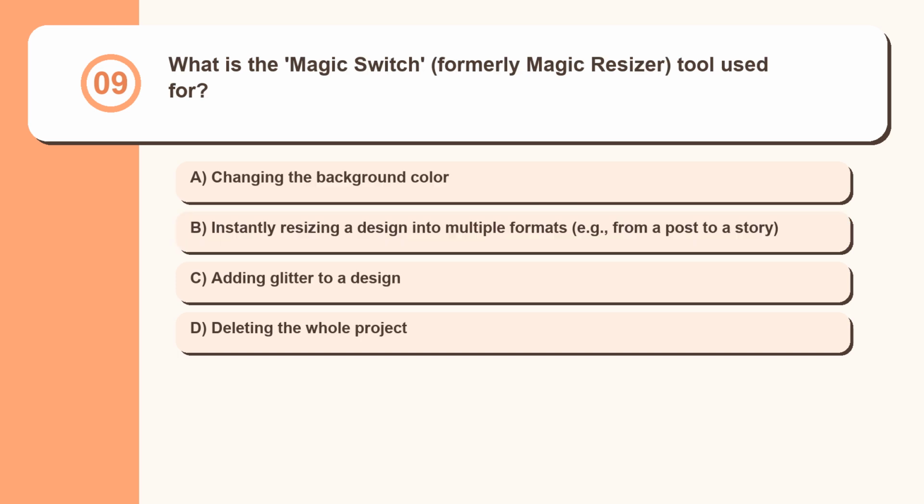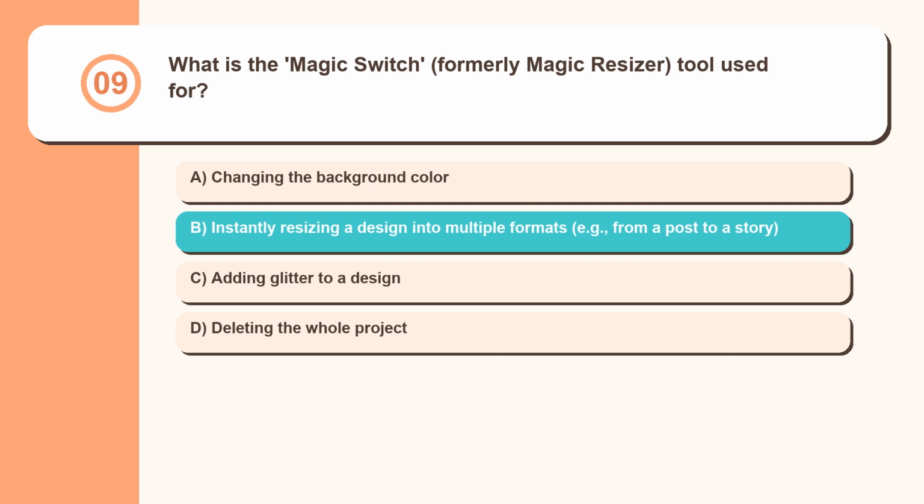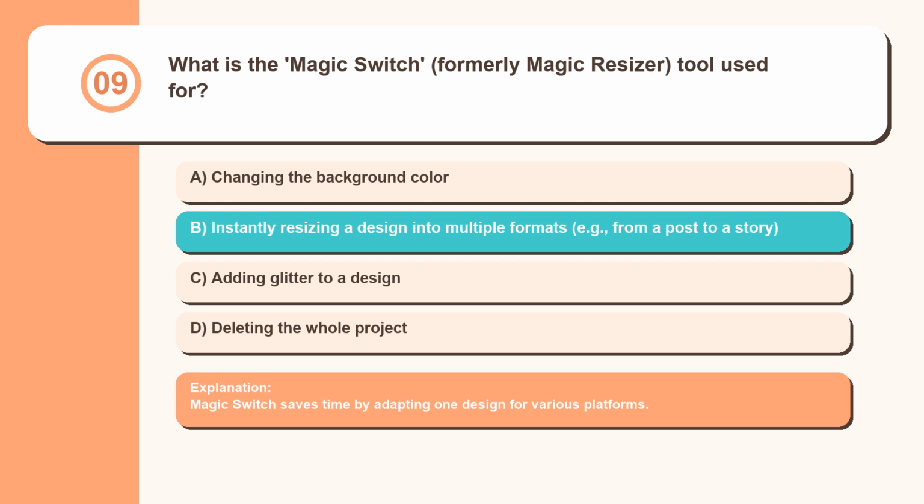Question 9. What is the Magic Switch, formerly Magic Resizer, tool used for? Changing the background color, instantly resizing a design into multiple formats, for example from a post to a story, adding glitter to a design, deleting the whole project. Magic Switch saves time by adapting one design for various platforms.